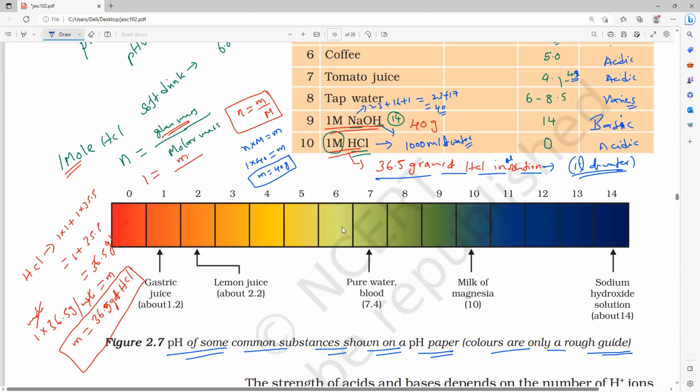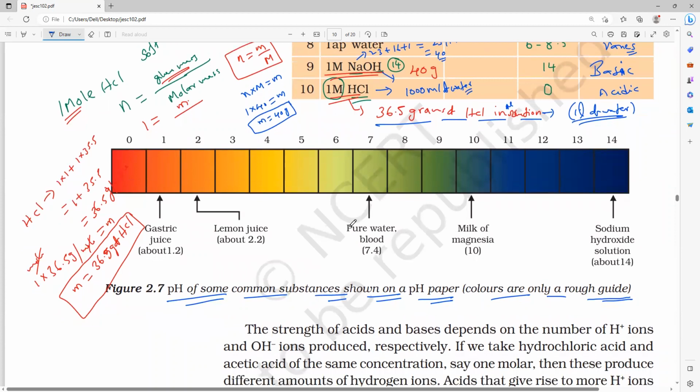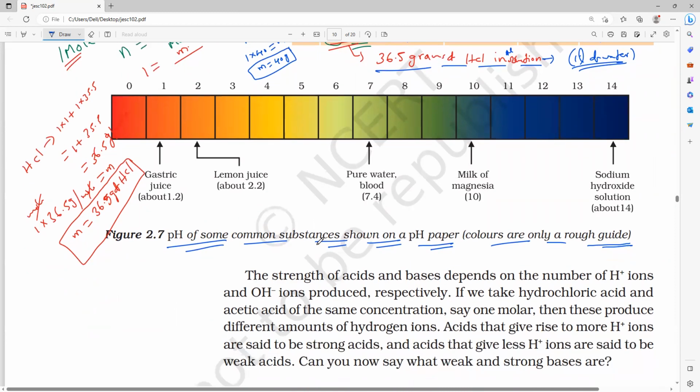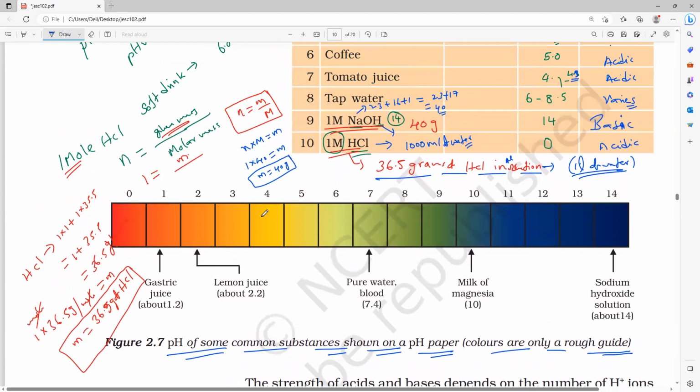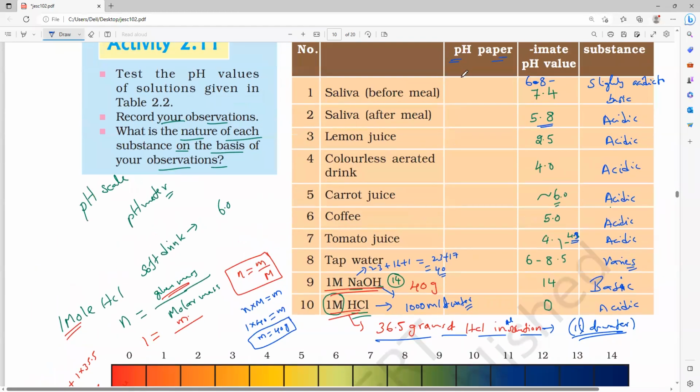But this is not the universal indicator. Understand? The colors of universal indicator are different. Is it okay, guys? Colors of universal indicator are different. This is different. Is it okay, all of you? Now, all of you observe very carefully. Universal indicator, of course, we will study later. Now, you tell me, based upon these colors, what they have given, we have to fill the color here.